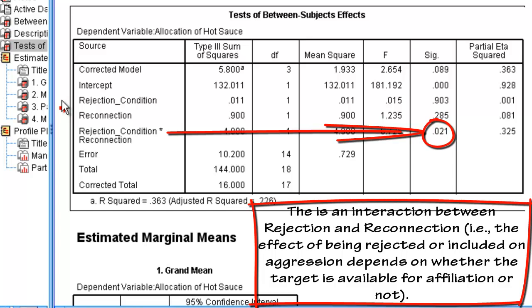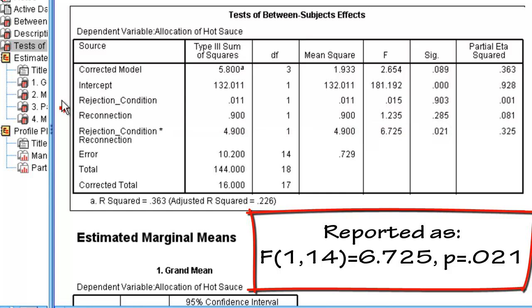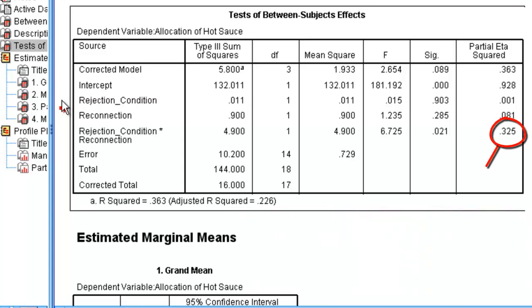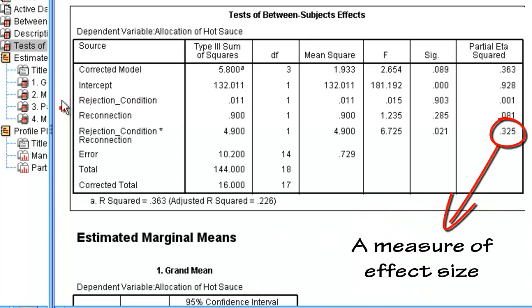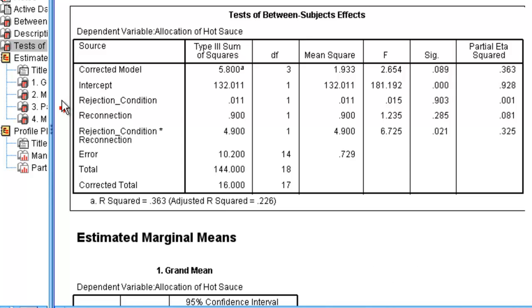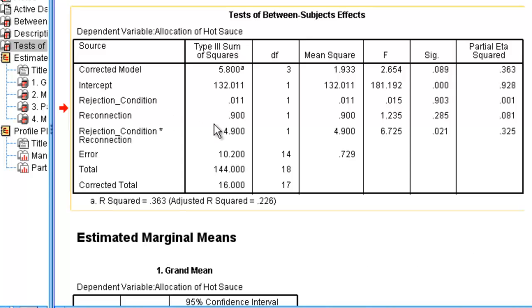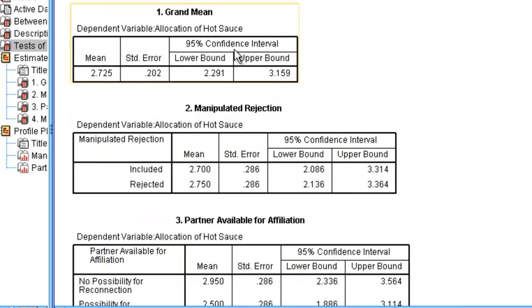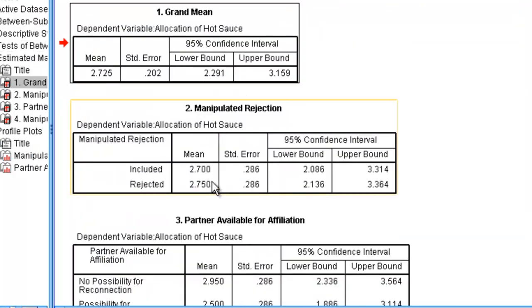This would be written as F(1, 14) = 6.725, p = 0.021. We can also include the eta squared information, the effect size information, of 0.325, meaning it's a pretty large effect. This would indicate to us that there is an interaction and perhaps our hypothesis has been proven true.